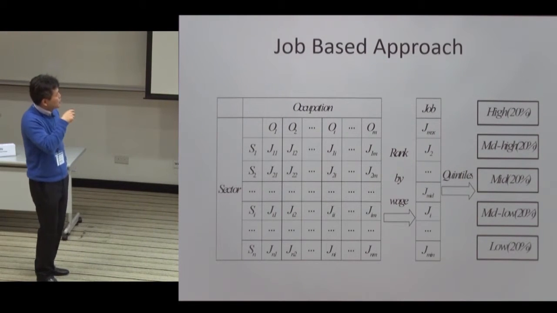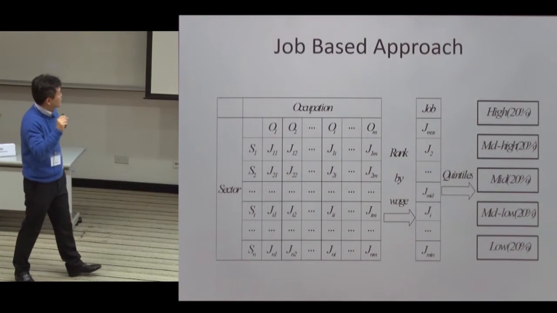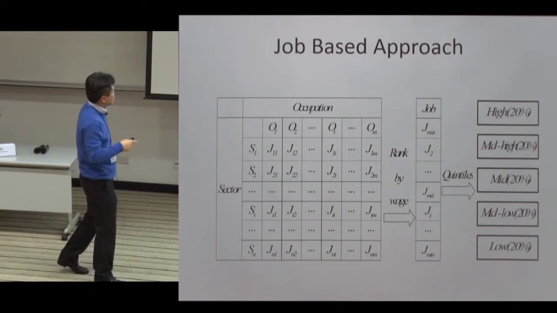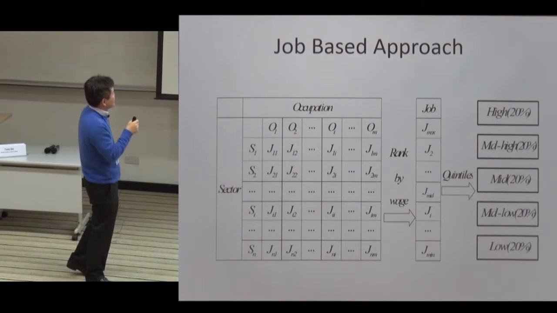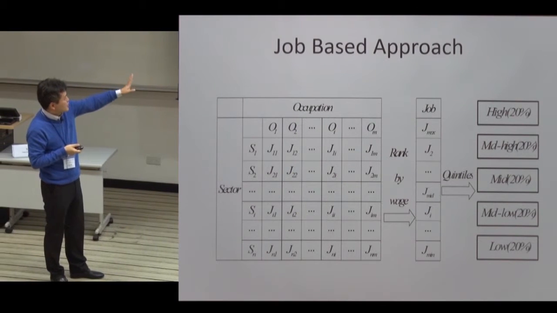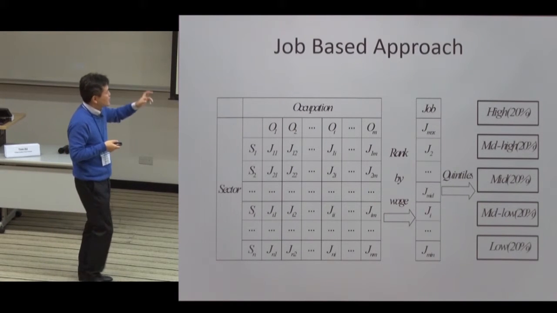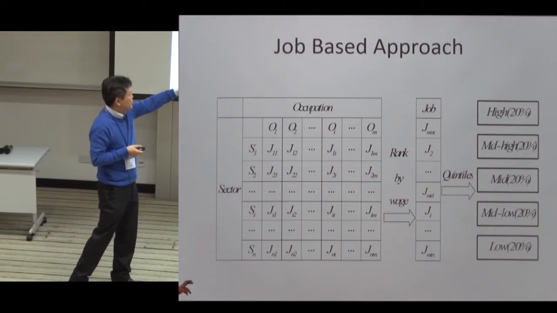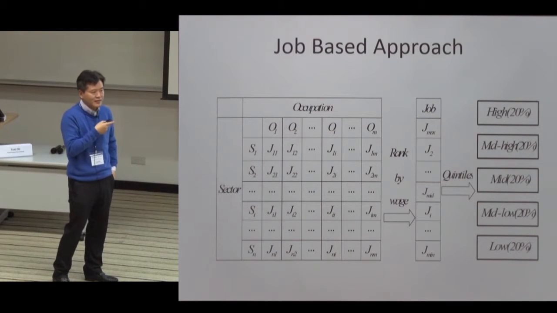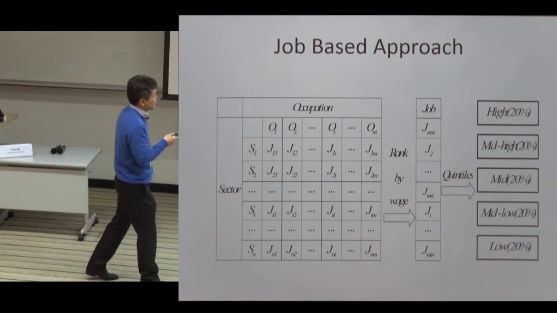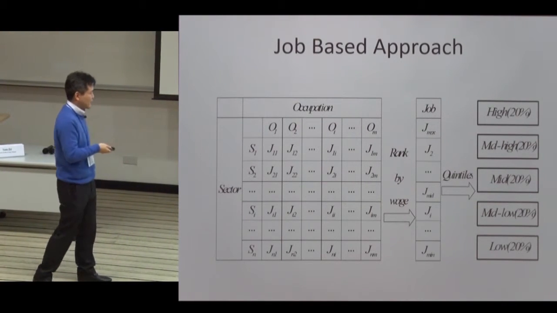The idea is we use two-digit occupation and two-digit sector in each job, and then we construct this kind of matrix in which each cell represents a job, and then we rank the jobs by wage. Fortunately, we have wage data in the 2005 mini census data. Then we look at the pattern of structural change in the Chinese labor market.